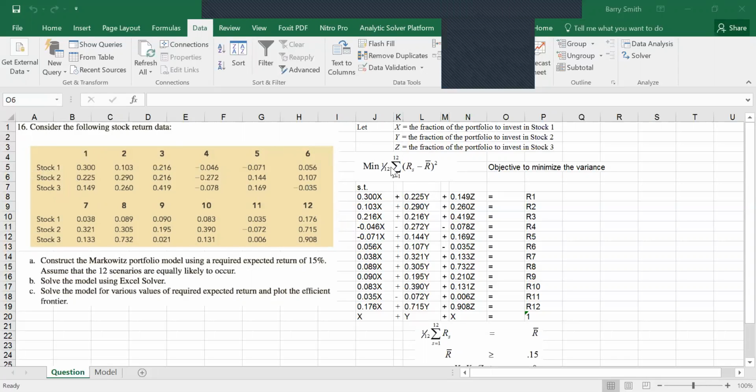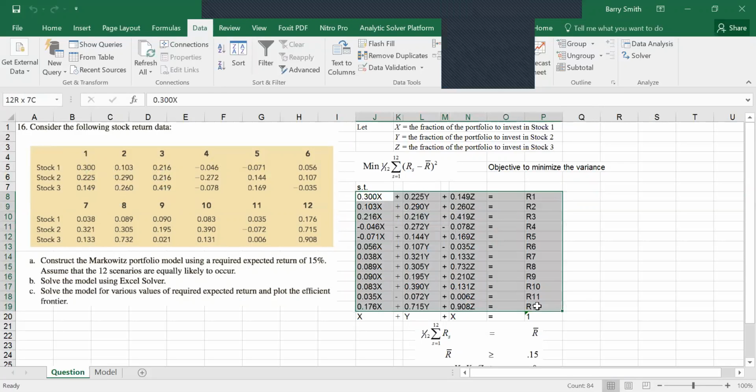And so what we want to do is minimize, now since we have 12 different options, 1/12 the sum of S going from 1 to 12, R of S minus R bar, quantity squared. And really our objective is to minimize the variance for this portfolio such that, and then we're just going to put all these things in. So 0.30x is going to be the first thing plus 0.225y plus 0.149z. And we just keep doing that for each one of these.